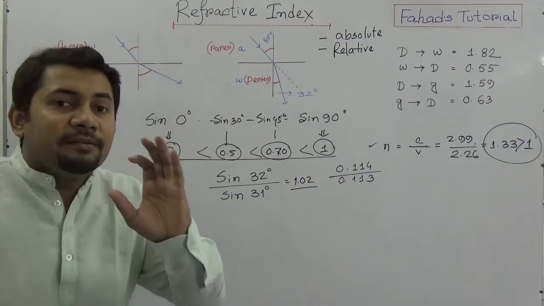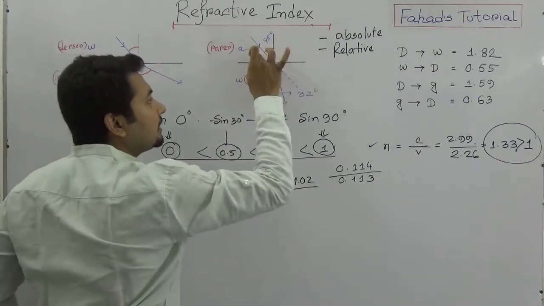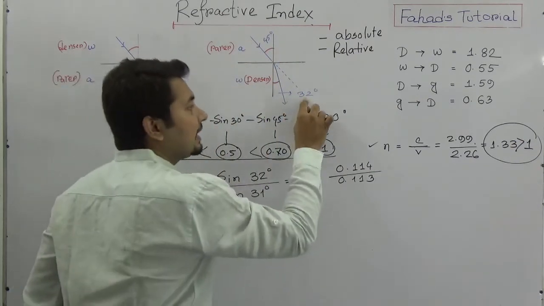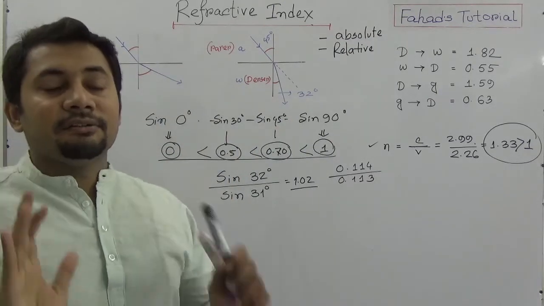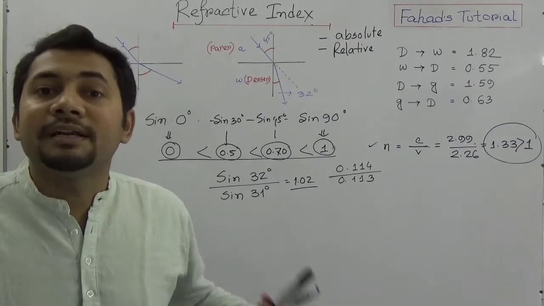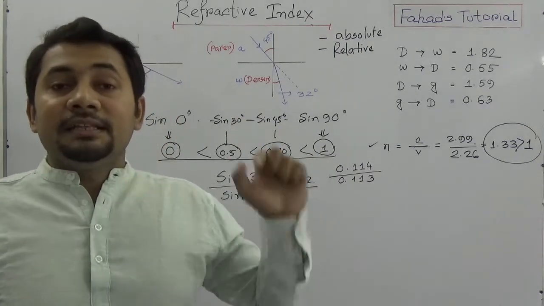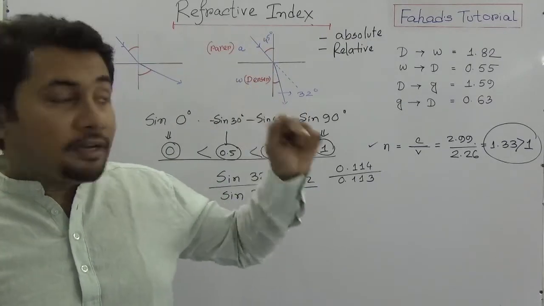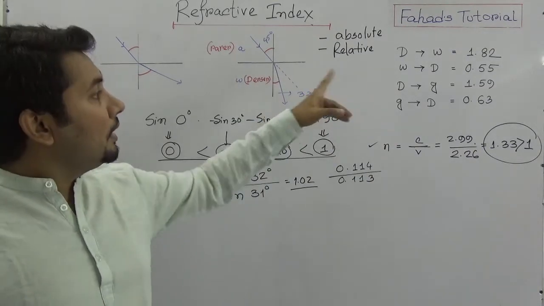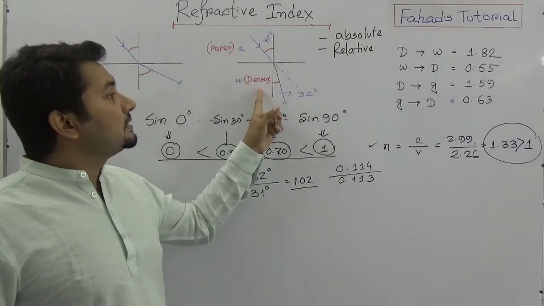So you have an interesting concept. Whenever light is falling from the rarer to the denser medium, this is theta 1 and this is theta 2. If you divide sine theta 1 by sine theta 2 and it is greater than 1, we can simply say the relative refractive index is greater than 1. What does it mean? It says that light was falling from the rarer to the denser medium.